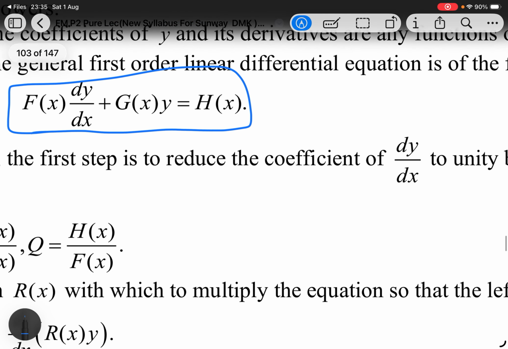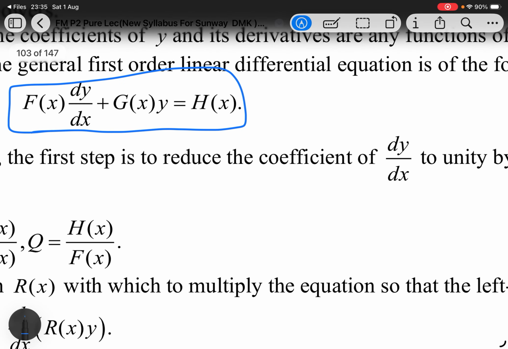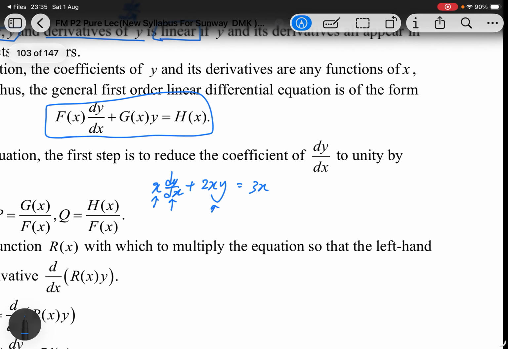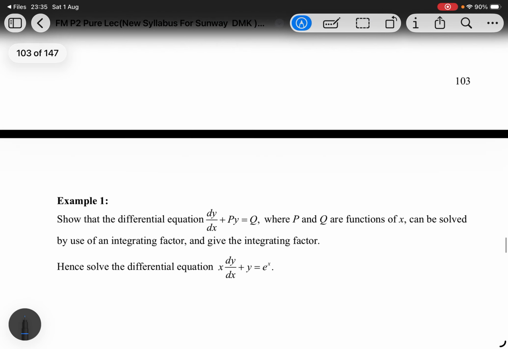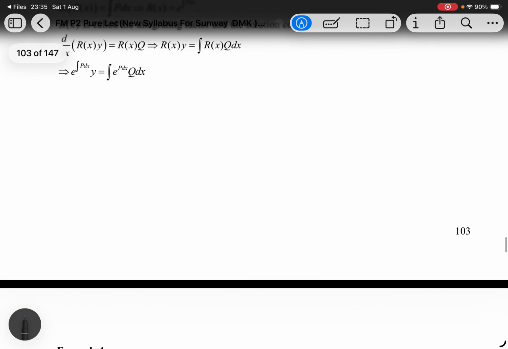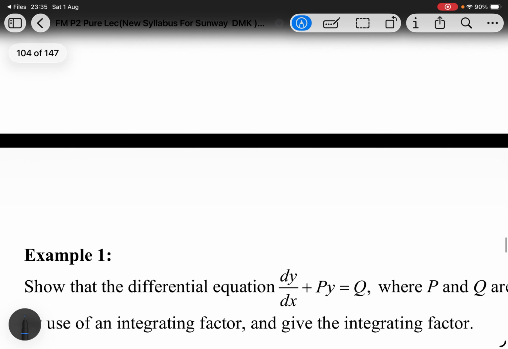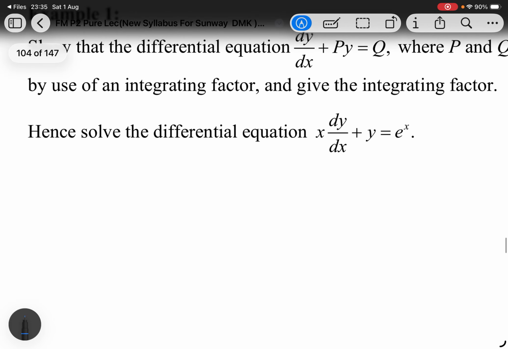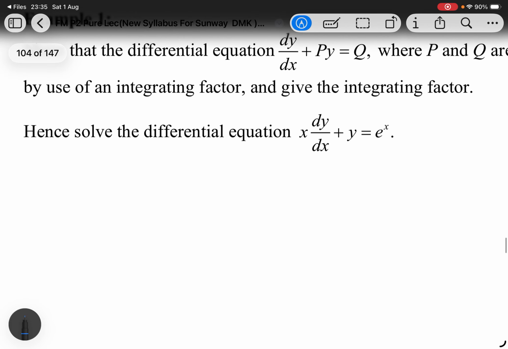So a simple example of a first order linear differential equation would be just x dy/dx plus 2xy equals 3x. Something like this. An equation of x, y, and the derivative of y. That's all. And to solve this, let me give you an example. Okay, let's say I have this question.